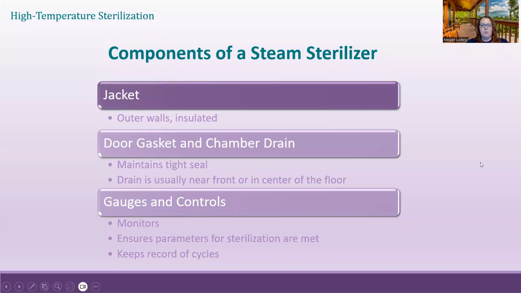So how is the steam sterilizer made up? What are the components? So that was a picture of it on the previous page, but you always have a jacket, which is the outer wall. Okay, it's insulated, pretty thick.